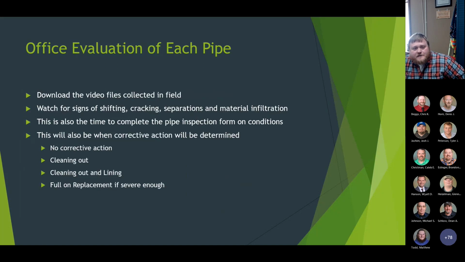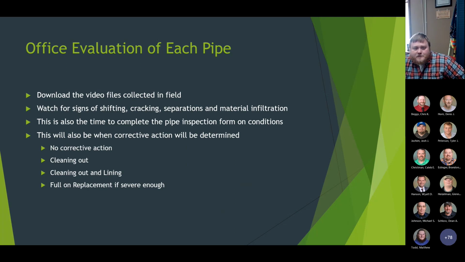So after you get all these videos done and the pipe you plan on inspecting, you can bring it in for an office evaluation. So you download the video files to your computer. And then as you're watching these, you're going to be watching for any shifting, cracking, separation at the joints, and what kind of material is infiltrating. And then when you start getting into this, this will be when you open up that GIS form as well to finish completing the answers that are kind of difficult in the field at the time.